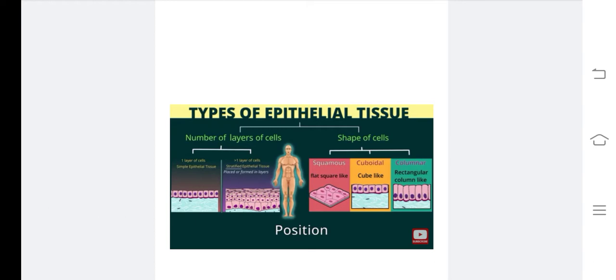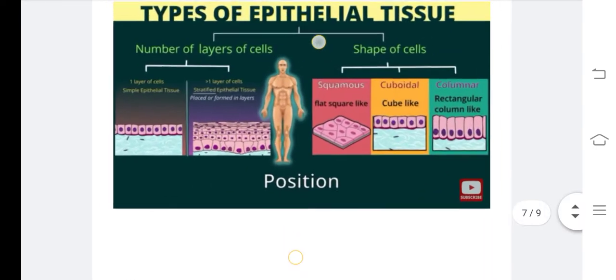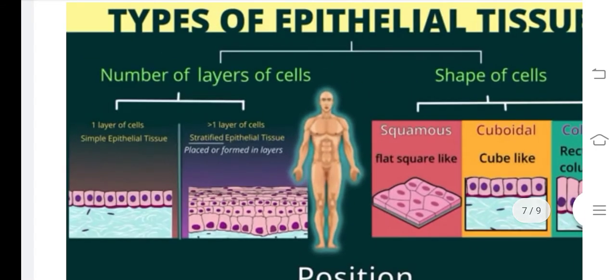What are you going to understand, children? See here, types of epithelial tissue are classified by two different parameters. One is the number of layers of cells. Suppose it is made up of a single layer of cells, then we call it a simple epithelial tissue. Very important, children. Observe carefully. When we are understanding the types of epithelial tissue, we have to remember two factors: the number of layers of cells, and the shapes of cells, layers and shapes.